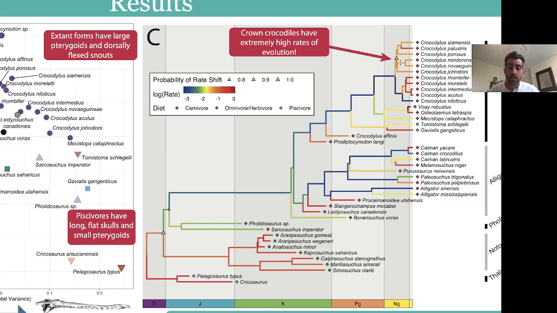This is telling us that, in fact, crocodiles are not living fossils, but have a dynamic evolutionary history, and to this day continue to evolve quite rapidly, even in comparison to some of their more unusual extinct relatives.